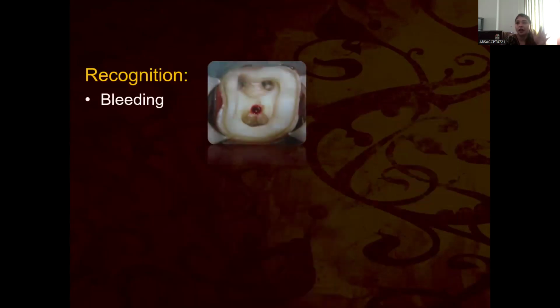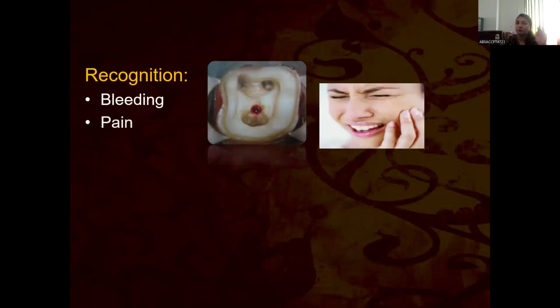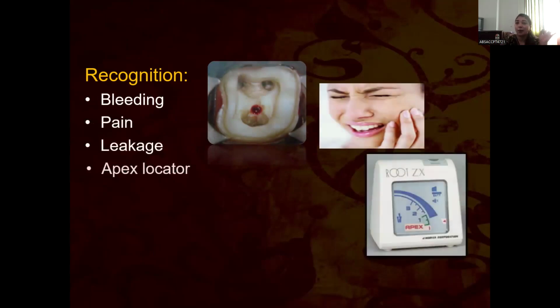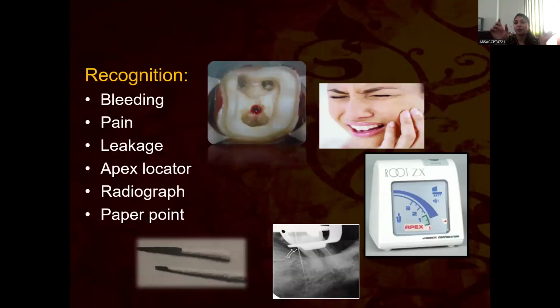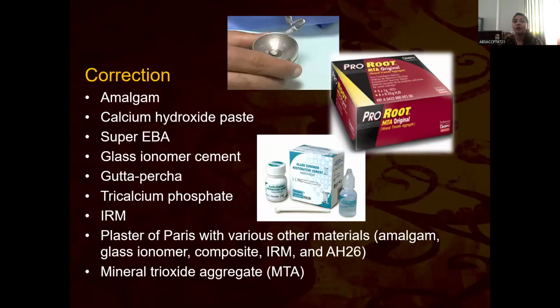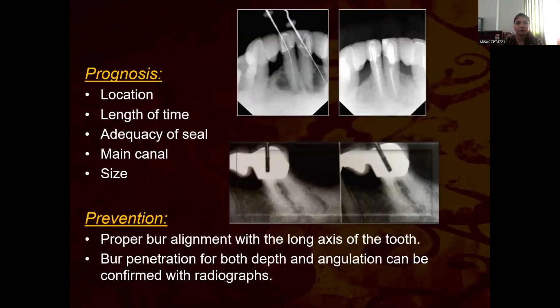Recognition: how do you recognize it? You can see immediate bleeding, pain to the patient, leakage, apex locators, radiographs and paper points. So these are the main methods by which you can recognize that you have made a perforation. Now, how do you correct it? You can correct it using amalgam, calcium hydroxide paste, triple antibiotic paste, GIC, gutta-percha, tricalcium phosphate, IRM, plaster of Paris, with various other materials, MTA. So these are the common materials used to correct the perforation.